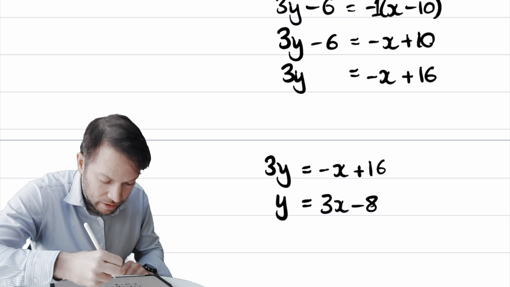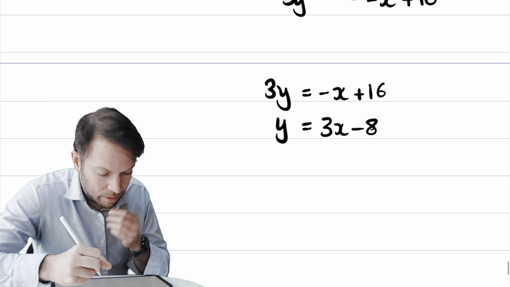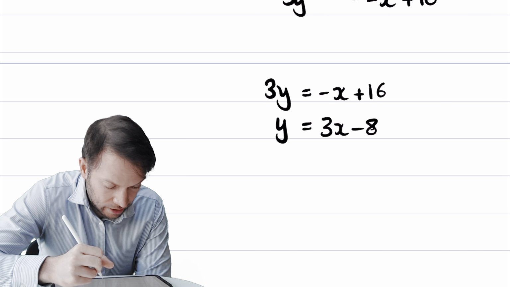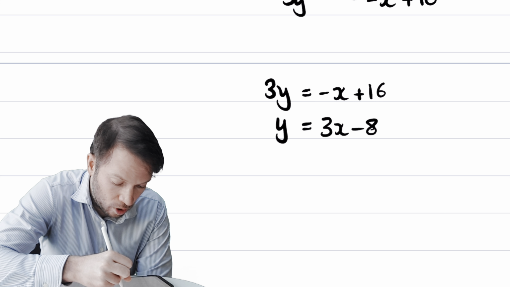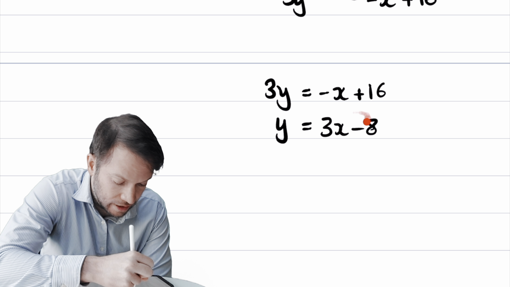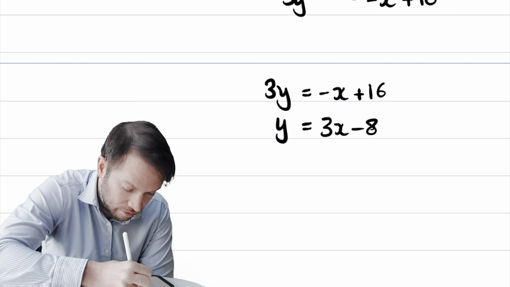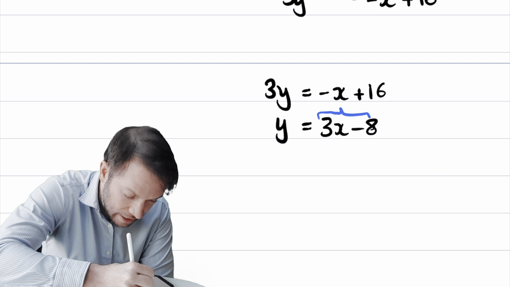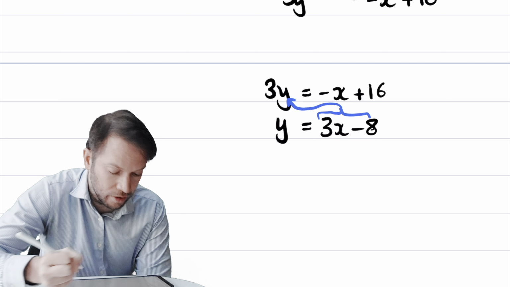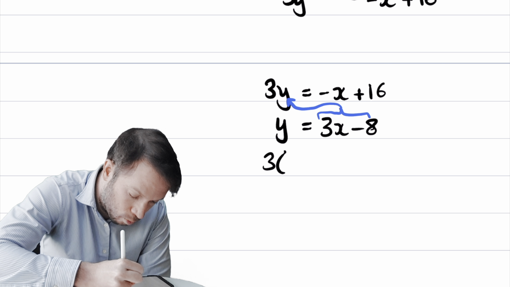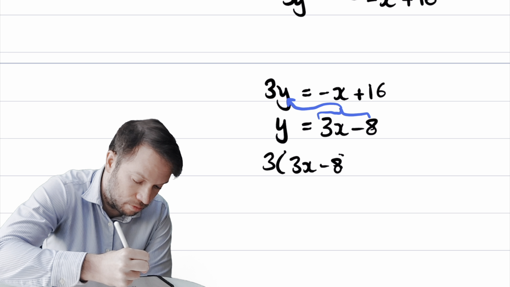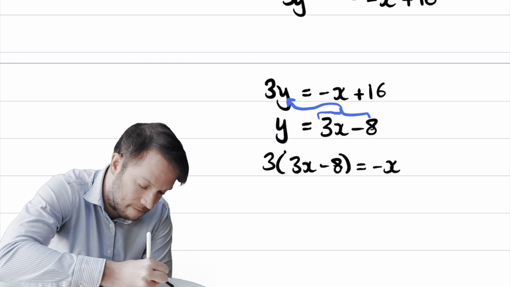And so we're finding the point of intersection. To do that, we could use substitution. If we know that y is equal to 3x minus 8, I can substitute this 3x minus 8 into that y there, because we know that y is 3x minus 8. So if we do that, we get 3y is equal to minus x plus 16.